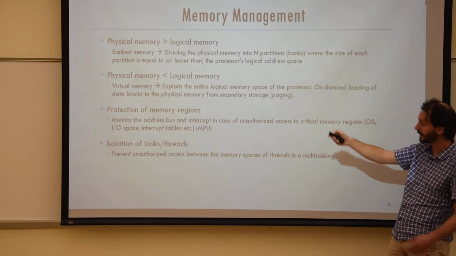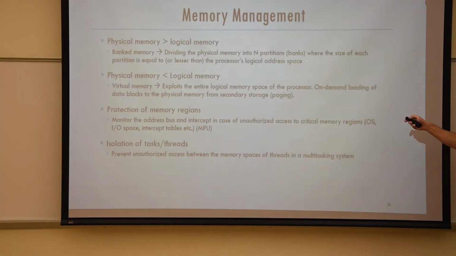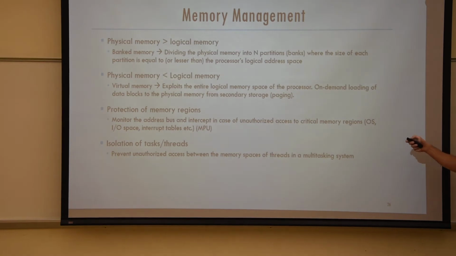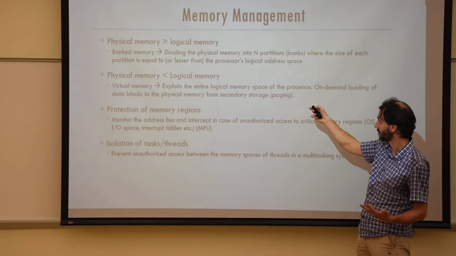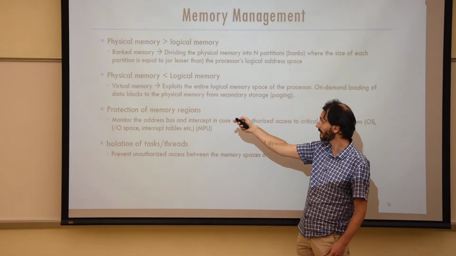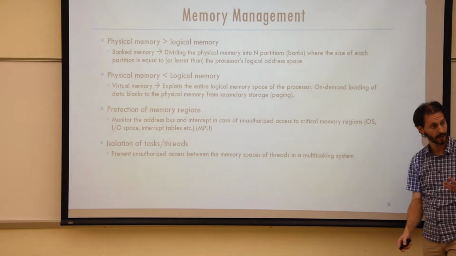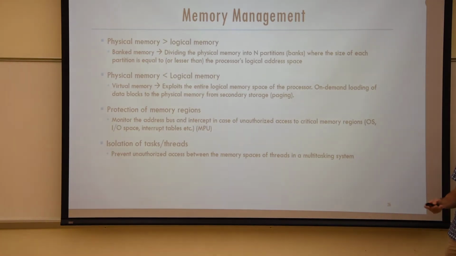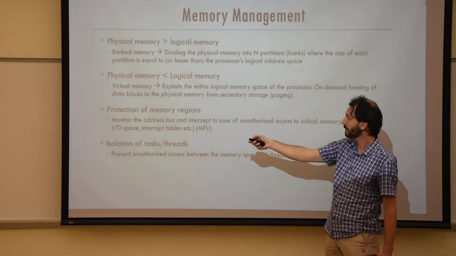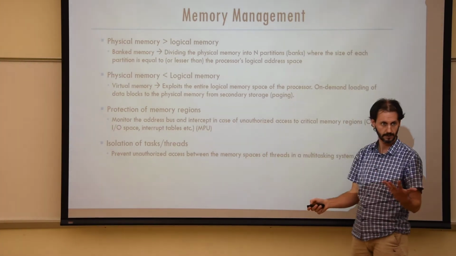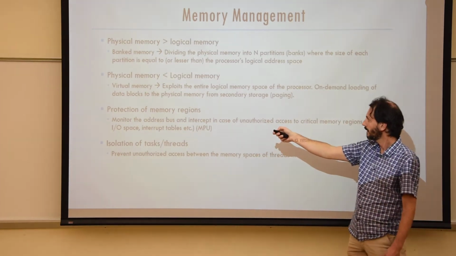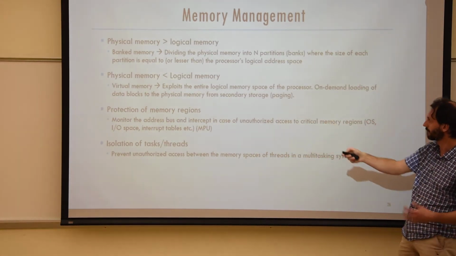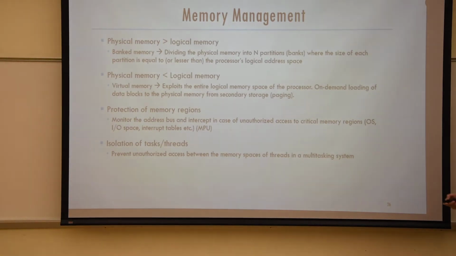We divide the physical memory into n partitions that we call banks, and the size of each of those is equal to the processor's logical address space. If the physical memory is less than the logical memory, in other words, I would actually need lots more storage, but I don't have it because my physical memory is too small, well, then we talk about virtual memory. The logical memory is essentially virtual memory. It exploits the entire logical memory space of the processor.